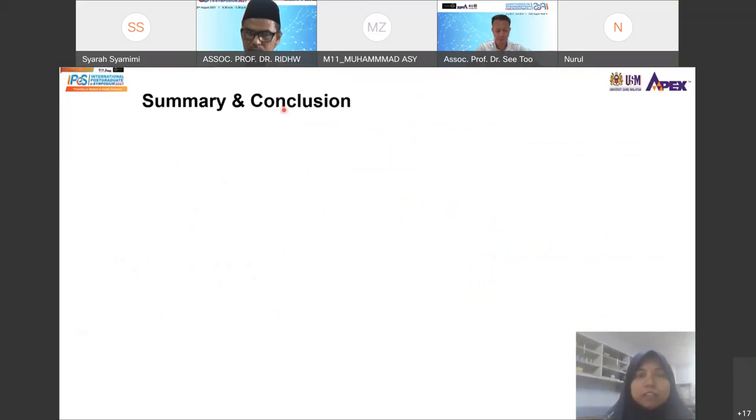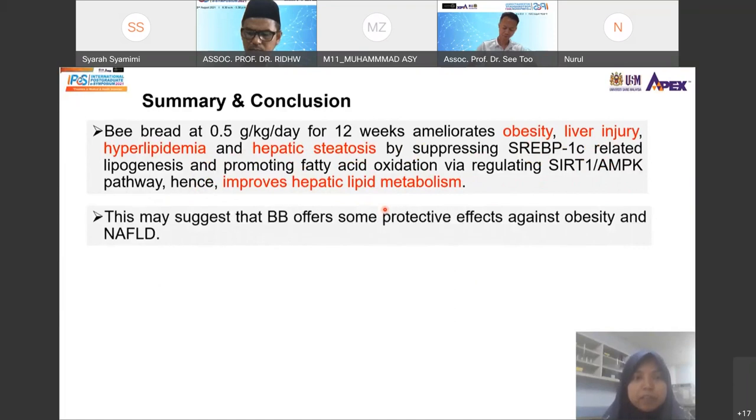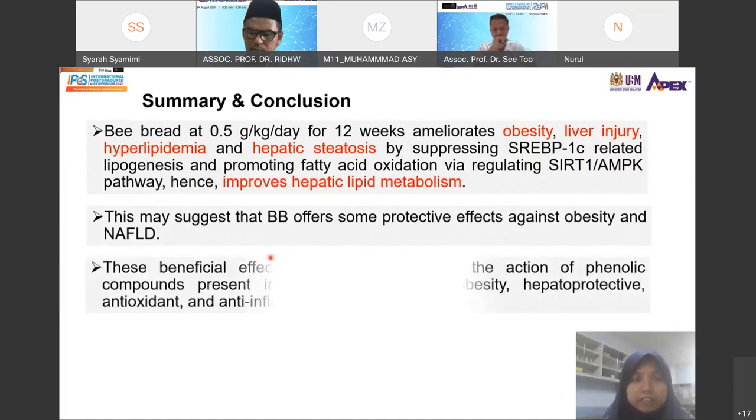To summarize and conclude this presentation, bee bread at 0.5 gram per kilogram per day for 12 weeks ameliorates obesity, liver injury, hyperlipidemia and hepatic cirrhosis by suppressing SREBP1C-related lipogenesis and promoting fatty acid oxidation via regulating SIRT1, AMPK pathway, hence improves hepatic lipid metabolism. This may suggest that bee bread offers some protective effects against obesity and NAFLD.